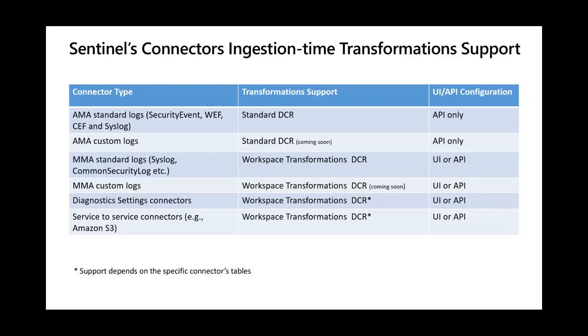configurations. So as you can see, the AMA standard logs and AMA custom logs are supported by these standard DCRs. For AMA custom logs, it's coming soon, and the support currently is only through API to configure it. For the rest of the connector types, MMA standard logs, MMA custom logs, the diagnostic settings connectors, and the service-to-service connectors, for example, the AWS S3 generic connectors, are supported by transformations for workspace transformation DCR, except for MMA custom log, which is an exception at this stage, and it's coming soon.